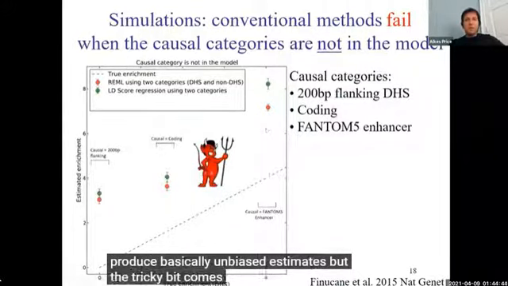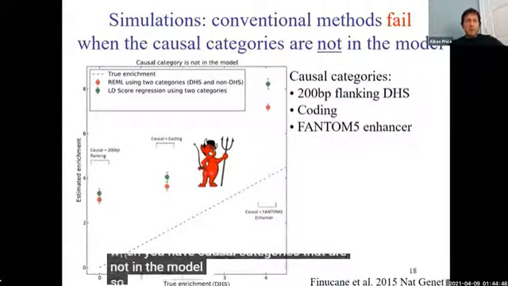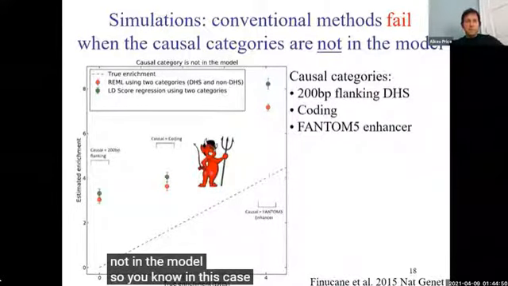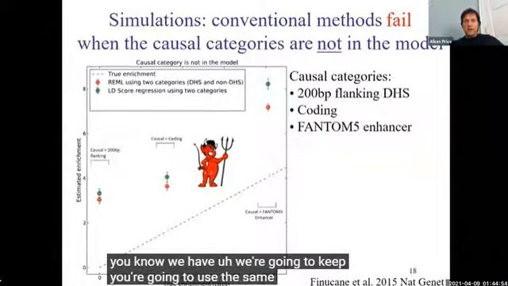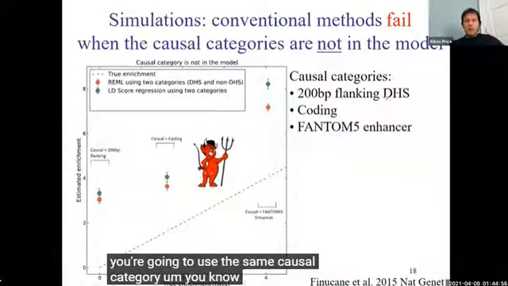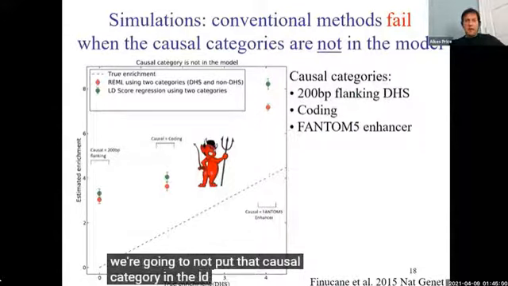But the tricky bit comes when you have causal categories that are not in the model. So, in this case, we're going to use the same causal category, DHS, but we're going to not put that causal category in the LD score regression model.